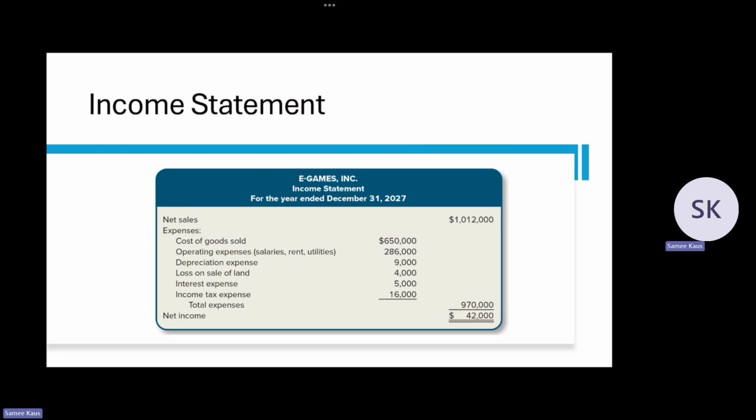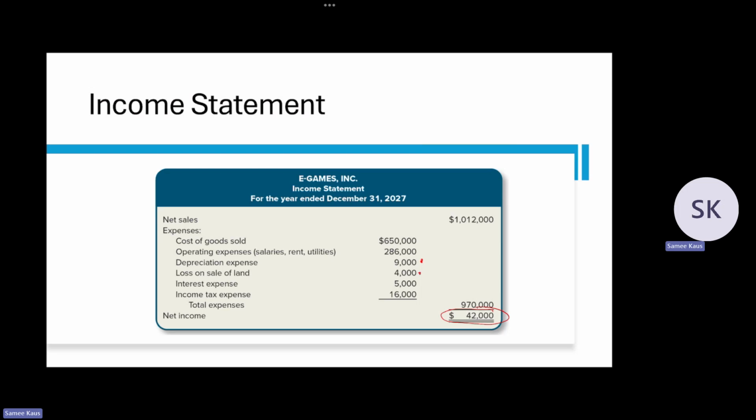So it looks like we have net income of $42,000. And it also looks like what? Well, I have depreciation expense, and I need to take care of that because that is a non-cash revenue or expense item. What else do I need to take care of? This loss on my sale of land.